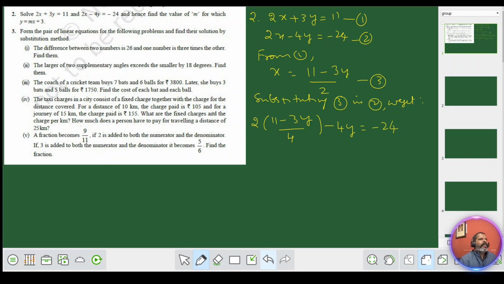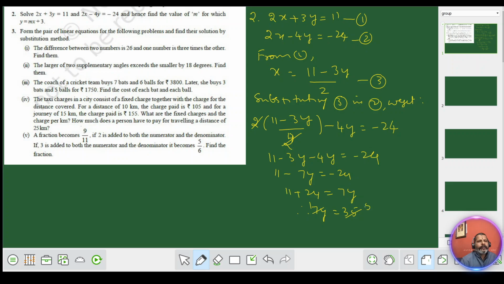Now, sorry, it is 2, right? X is 11 minus 3y by 2. Now 2 get cancels. What do we get here? 11 minus 3y minus 4y equal to minus 24. So 11 minus 3y minus 4y is minus 7y equal to minus 24. I'll transpose 7y to the right side, take 24 to the left side. Therefore, 11 plus 24 equal to 7y. Therefore, 7y equal to 35.